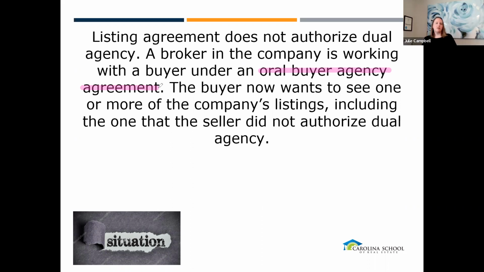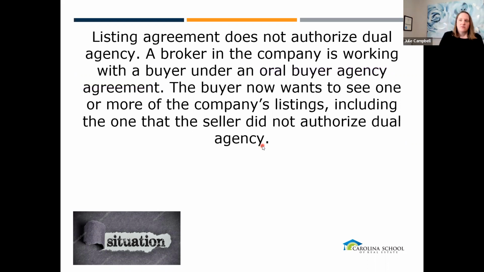If the seller sticks to their guns and says, I said no dual agency, then you cannot show that buyer that listing. Because the seller, remember with dual agency, informed written consent by both parties. Buyer and seller have to agree to do dual. And if either one of them says no, then we can't proceed. The buyer now wants to see, so we can always revisit. If the seller changes their mind, get that change in writing.